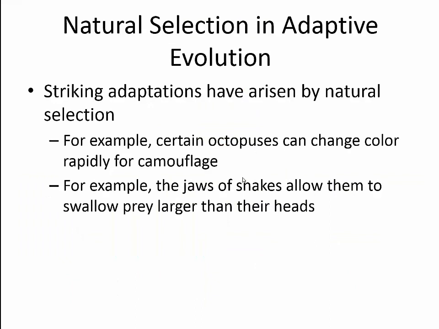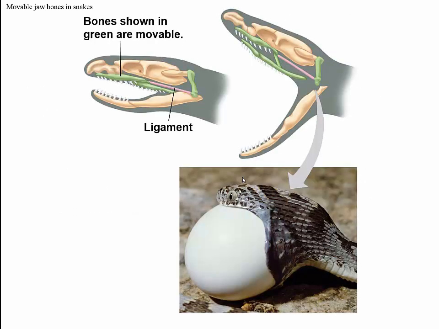Striking adaptations have arisen by natural selection. For example, certain octopuses can change color rapidly for camouflage. For example, the jaws of snakes allow them to swallow prey larger than their heads. So here we're seeing a great big old snake, and he's chomping on this enormously big egg, which is bigger than his mouth. No, he can actually stretch his jaws because the bones are movable. The hinge is movable. We don't have that. We have a fixed hinge in our mouths at the jaw bone, whereas the snake actually has a movable jaw.